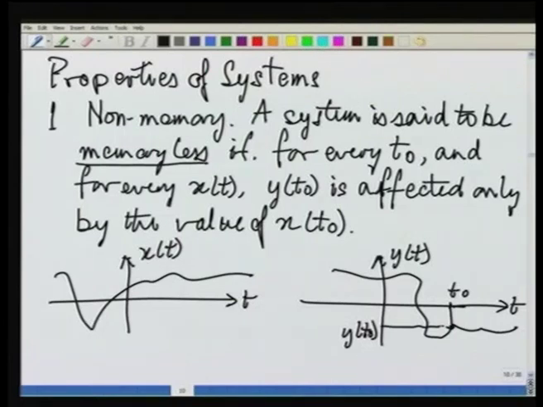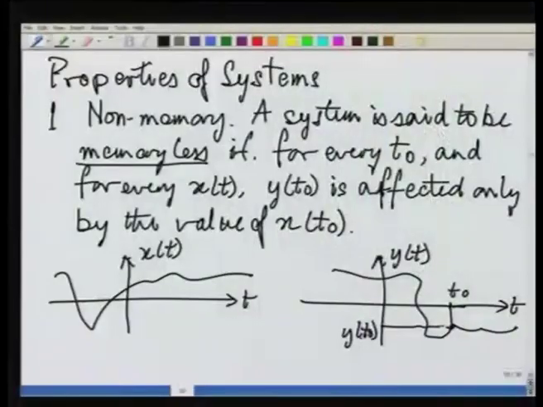it has the property that y(t naught) for every t naught and for every x(t) will remain unaffected if x(t) changes at all points of time except t naught. In short, suppose this is t naught in this graph, the same time instant t naught as mentioned over here. Okay. Then suppose I change x(t) to a different signal. I will now draw a different signal.